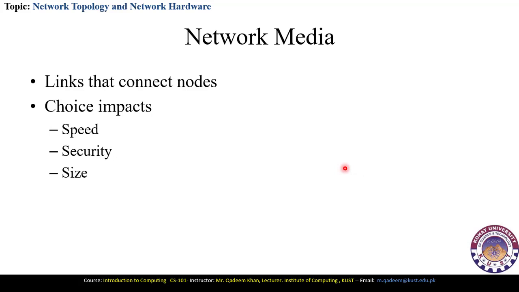So we have different media that is used to connect the computers. As in the different topologies, you have seen the different lines among different computers, and these computers connect to a network. So these lines are in fact the media.